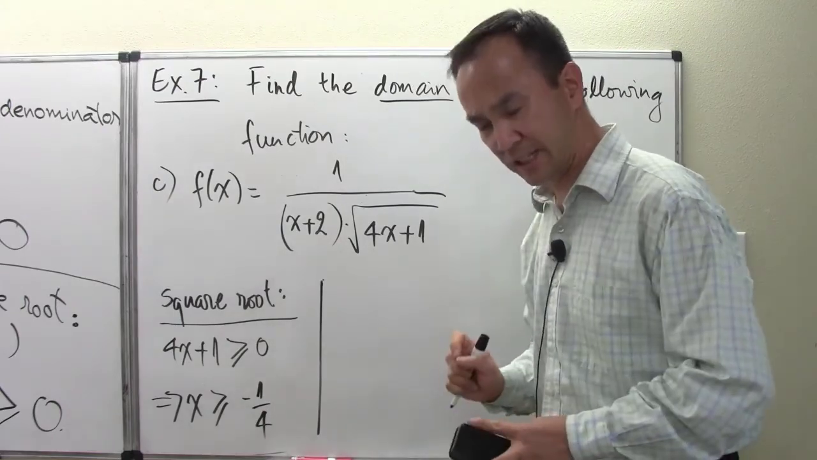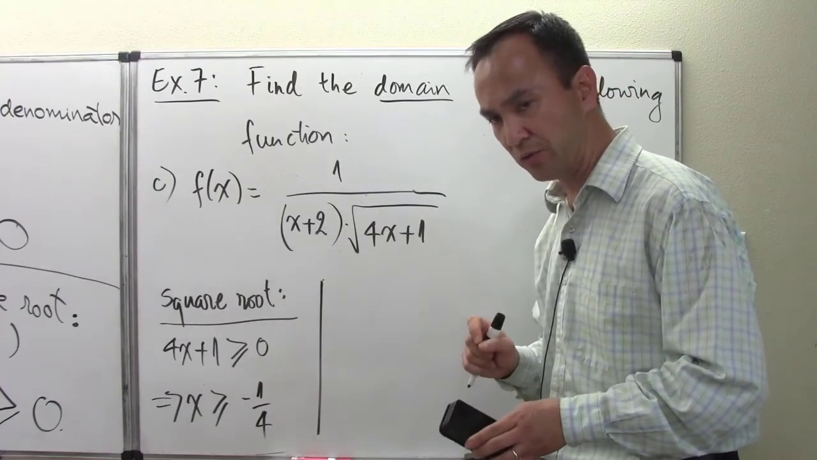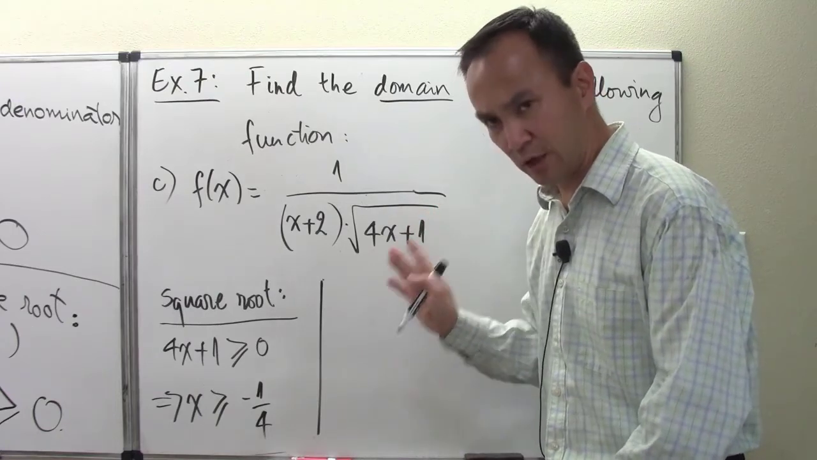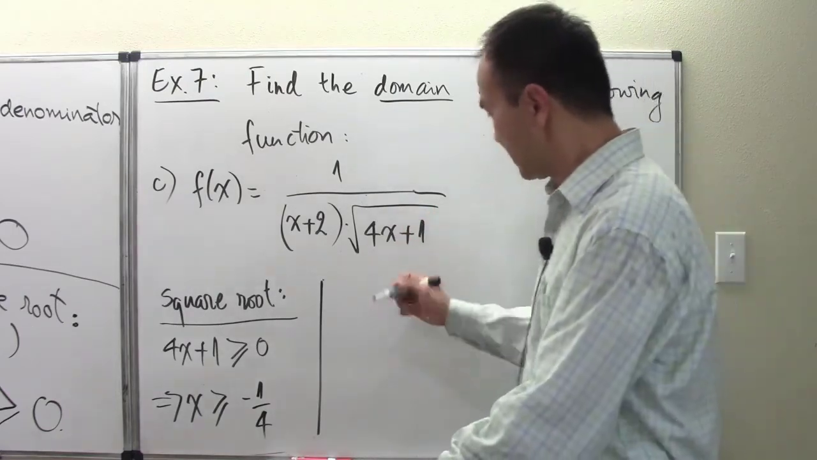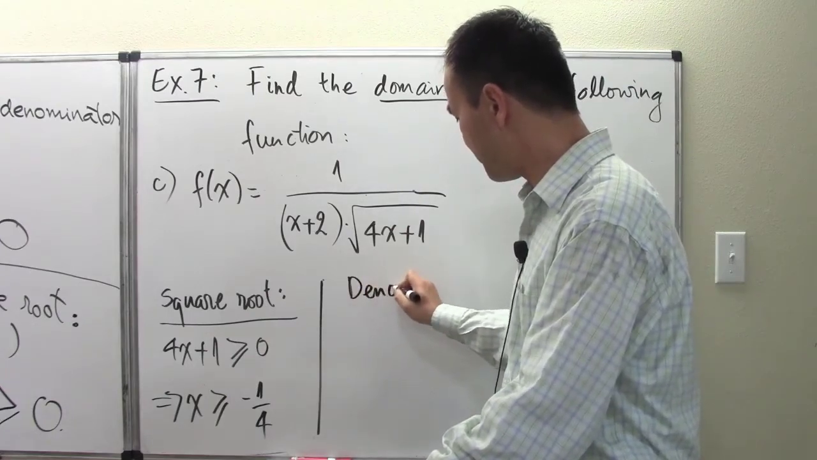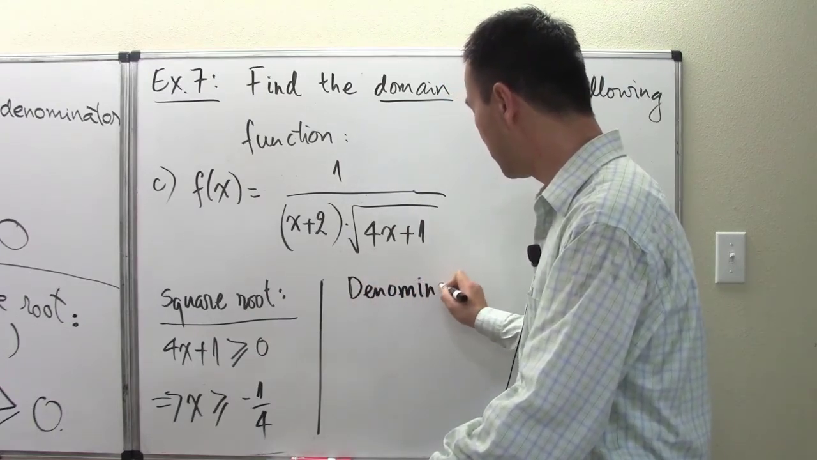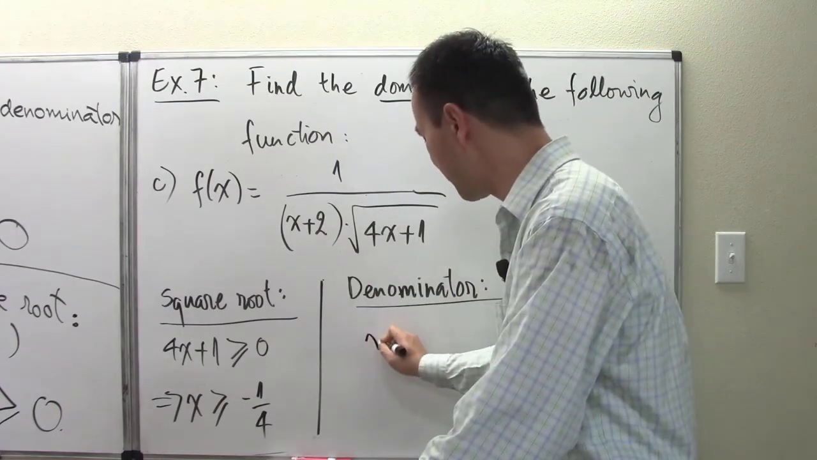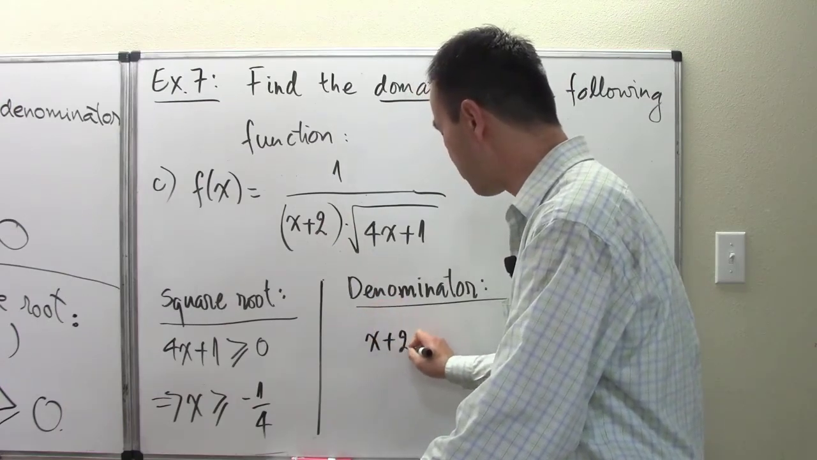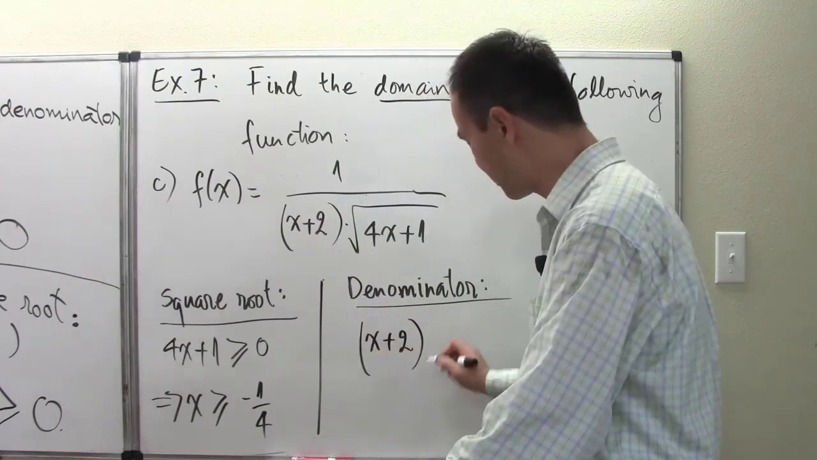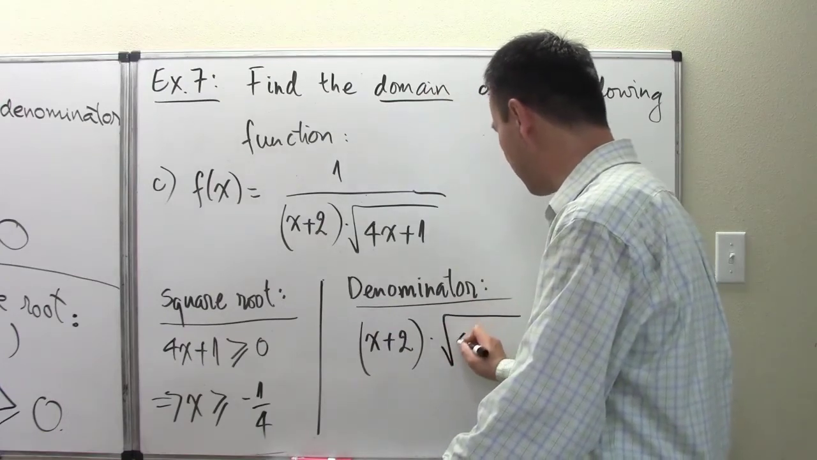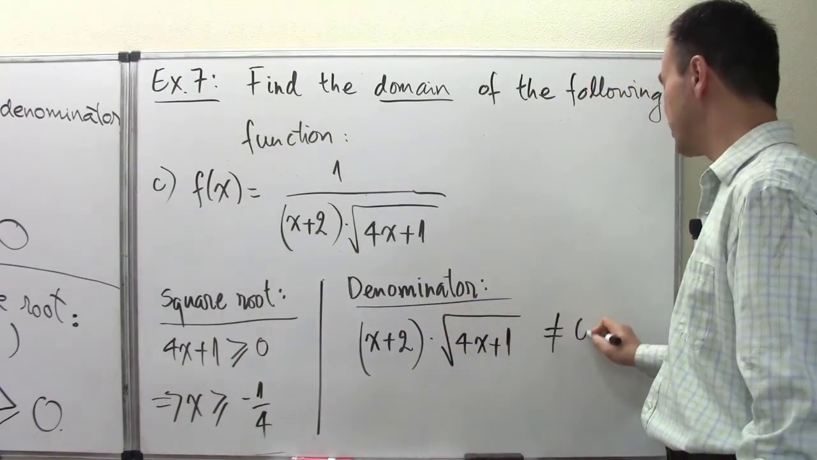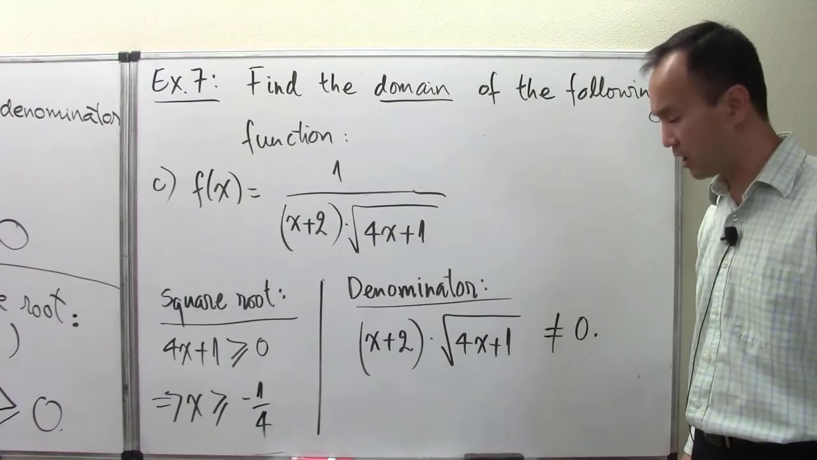All right, and I need my students viewing this lesson to follow the next one as closely as possible, and pay all of your attention here. So now the denominator. The entire denominator, sadly, is a product of x plus 2 as a factor times the square root of 4x plus 1. I need the entire denominator to be non-zero.